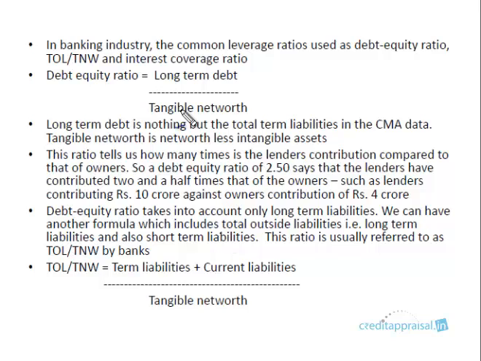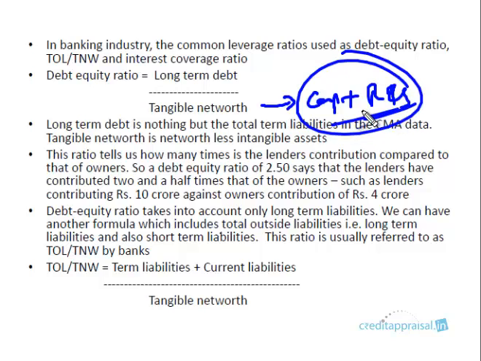Debt equity ratio is simply long-term debt by tangible net worth. So tangible net worth, take it as the promoter's margin. We'll have the share capital plus the reserves and surplus. This is the total contribution by the promoters. So say for example this is 5 lakhs, and say that long-term debt is 10 lakhs. Then we'll get a debt equity ratio of 2:1.